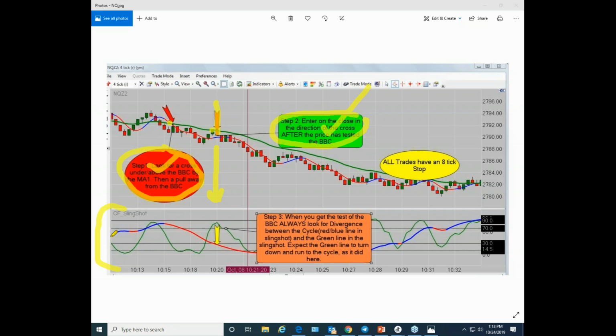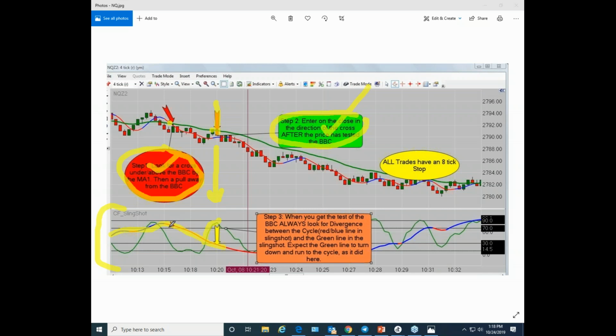We're in the oscillator portion of the chart here. So this red and blue line is referred to as the cycle. Okay, the green line, there's nothing special about it. It's just the green line. Okay, but here's why the two are important. Okay, I'm going to break it down now.